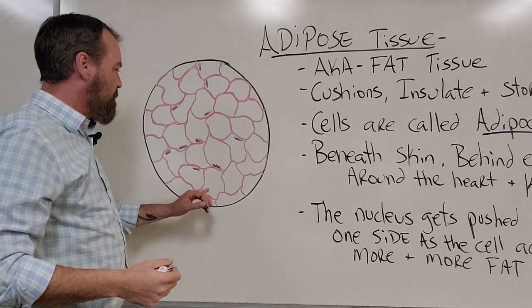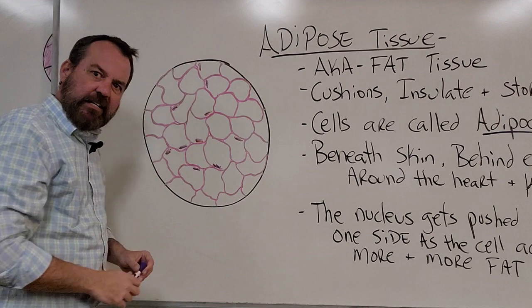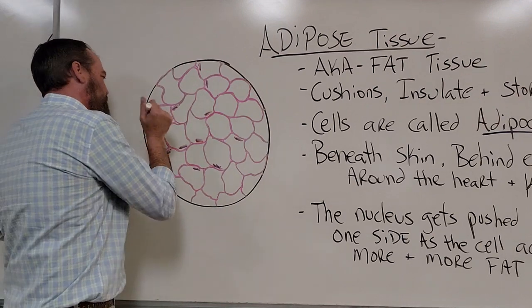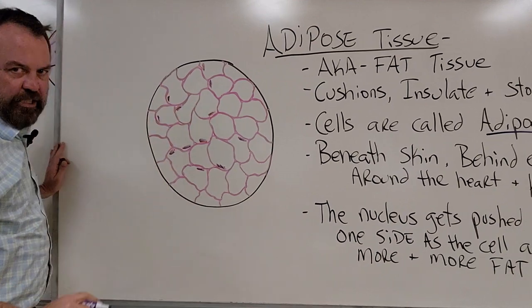I always say it kind of looks like pink soap bubbles under the microscope because all of this has a light shade of pink behind it. So pink soap bubbles is what I think of. And nucleus pushed right up against the edge, adipose tissue.